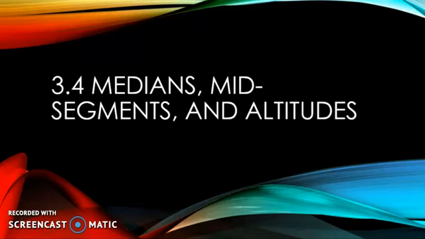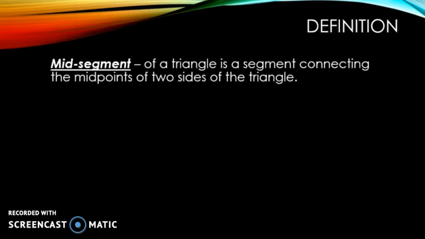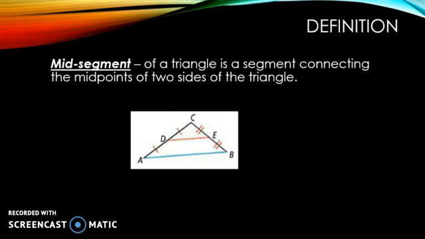Welcome to 3.4, medians, midsegments, and altitudes. So we're going to start with the definition. What is a midsegment? A midsegment is a part of a triangle that connects the midpoints of the two sides of the triangle. So here we have triangle ACB, and the midsegment is DE. It connects the midpoints. D is the midpoint of AC, E is the midpoint of BC.